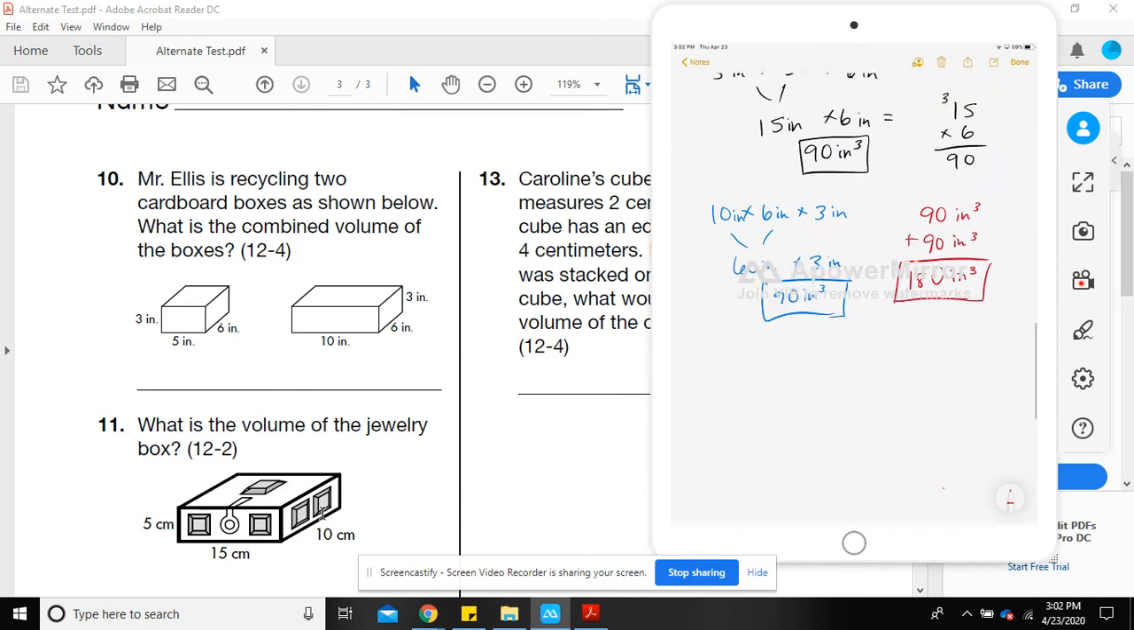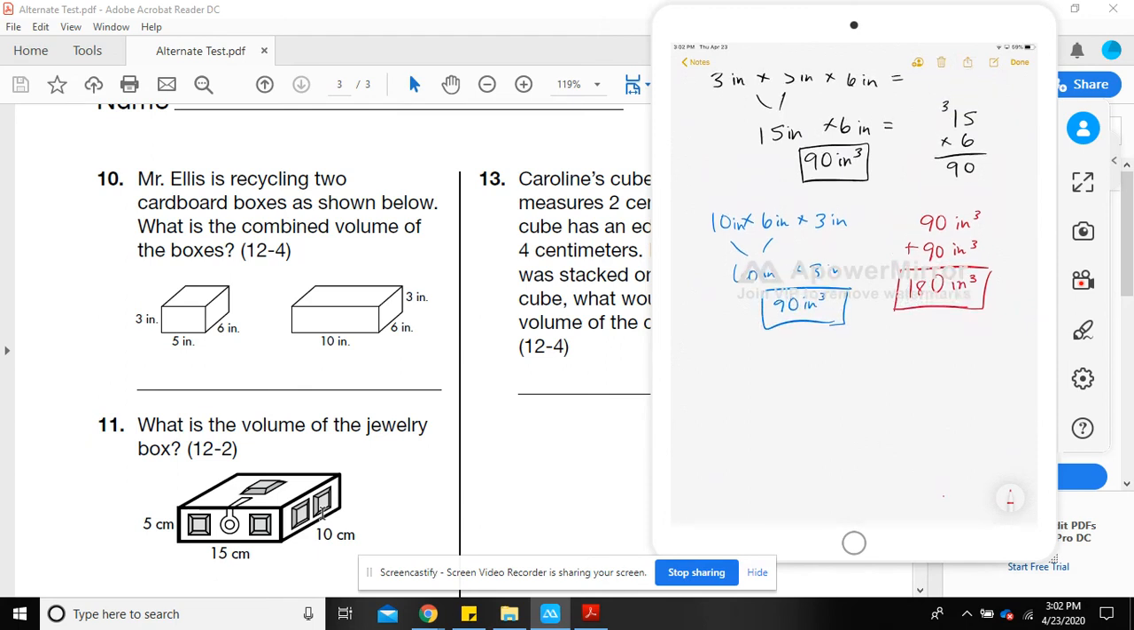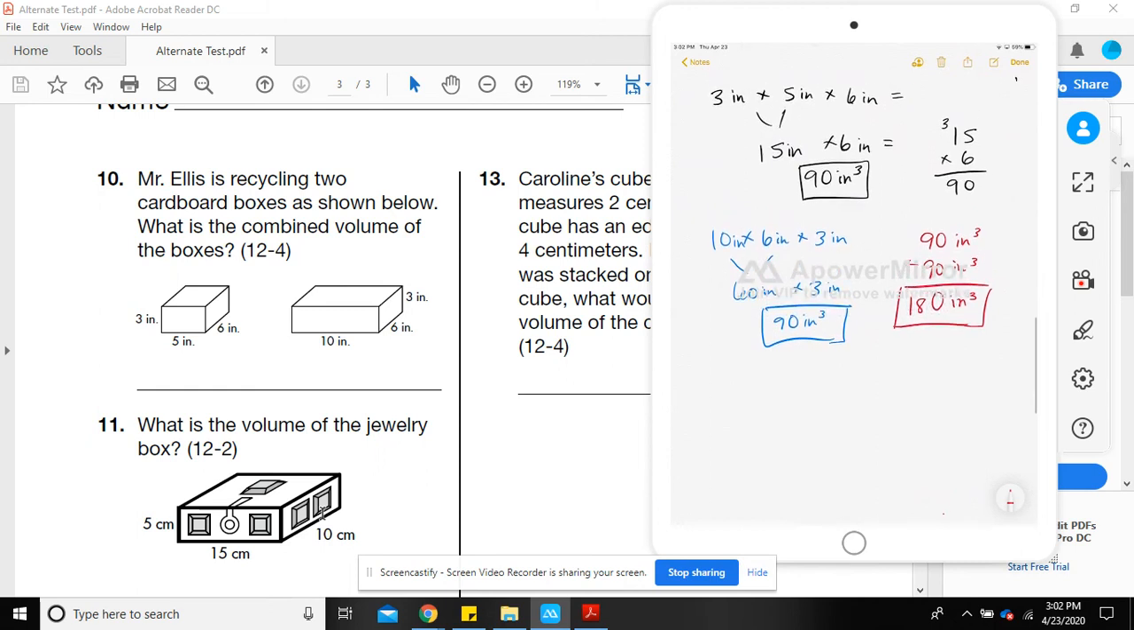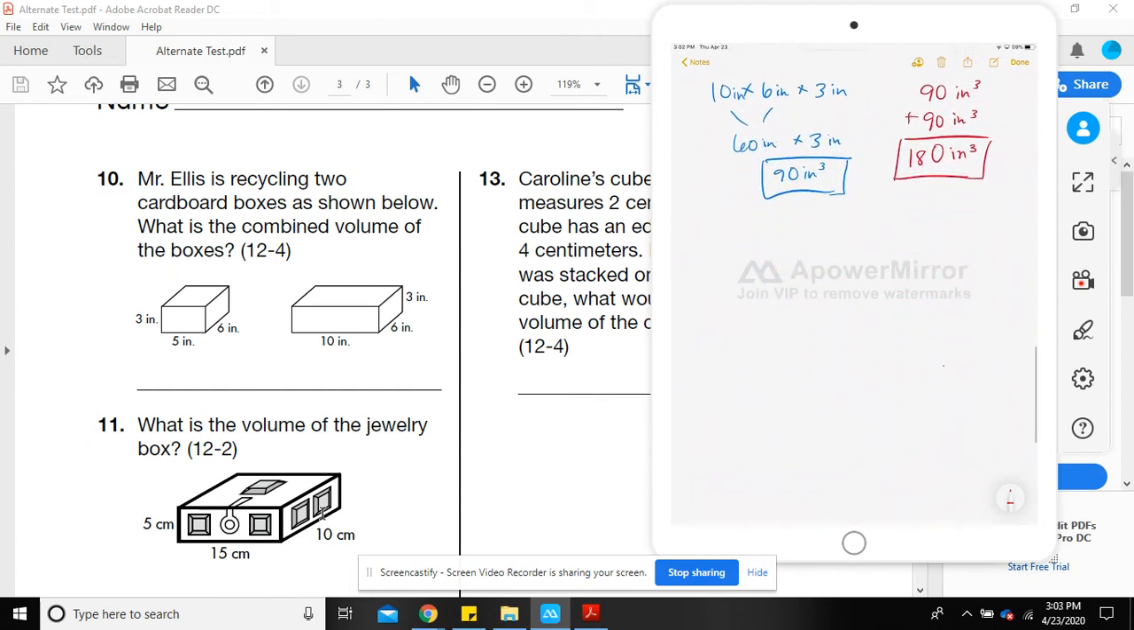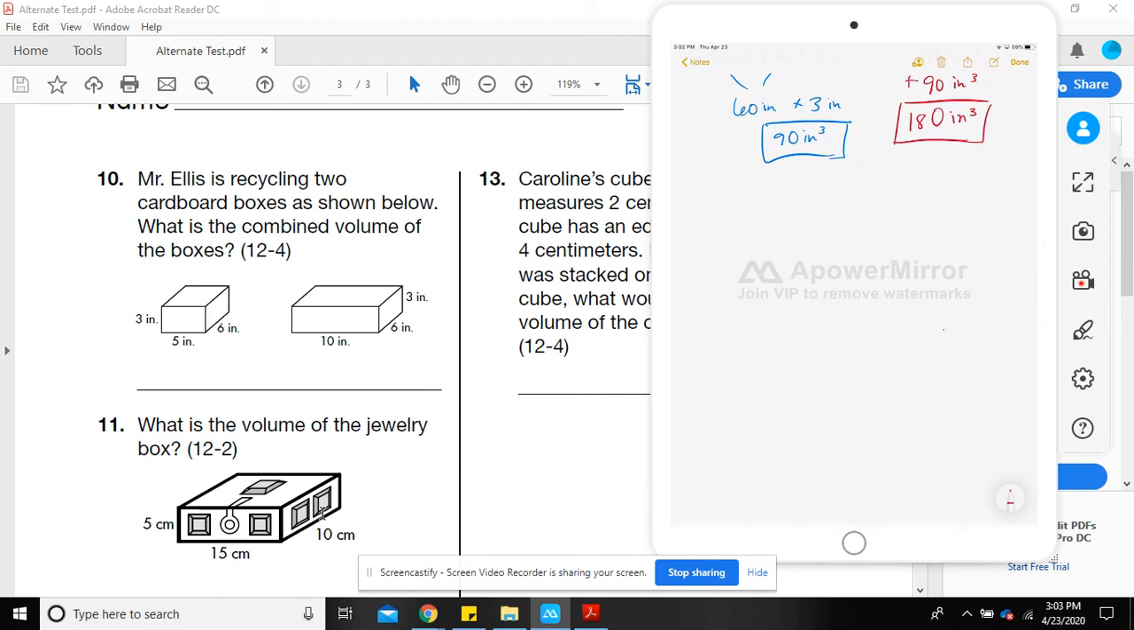What did I do wrong? 15 times 6. Did I get that wrong? Okay, we may have to circle back to number 10. I'm going to label that because I'm not sure. It's telling me that it is 270 inches squared. Okay, we'll come back to that one. Let's go ahead and go on to number 11.